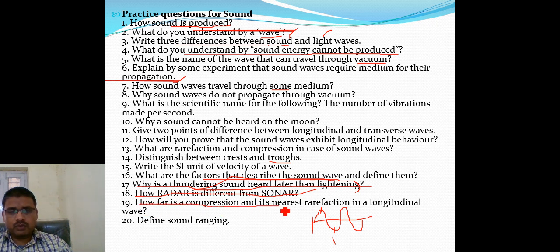And sound ranging means audible and inaudible sound. Here question number 20 is related to audible and inaudible sound. These are some questions which are basic things which you have to write down here.